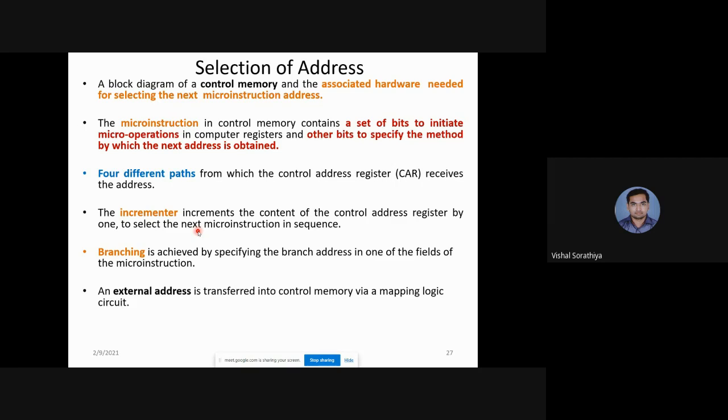But over here, branching is achieved by specifying the branch address in one of the fields of the microinstruction. So you need to give the address of where to go and where to get back. The external address is transferred into the control memory via the mapping logic circuit. Whatever the external address is, it maps with the mapping logic circuit, then reaches the control memory, and according to that it executes.